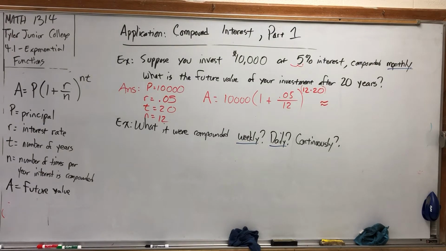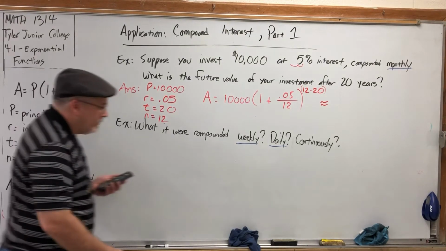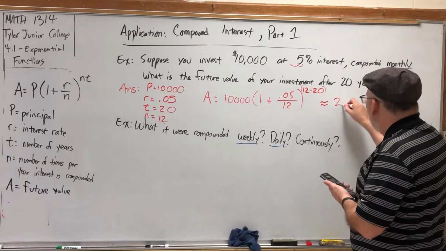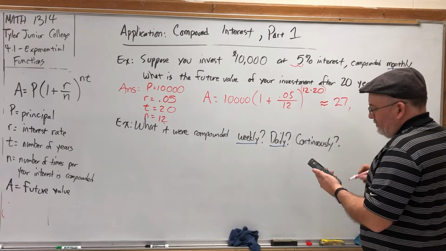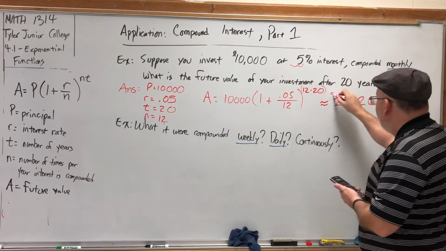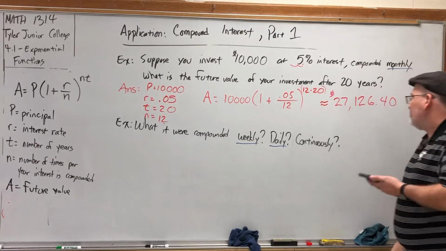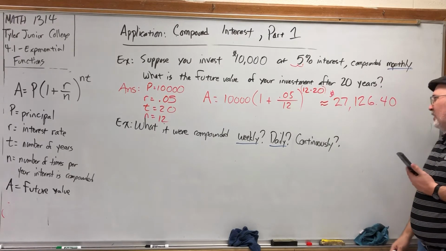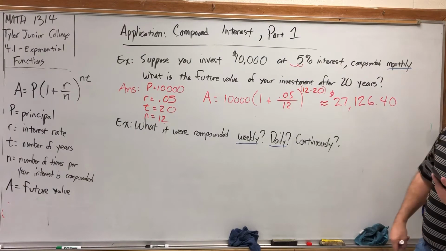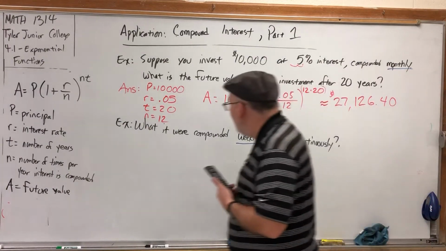That's not bad. We more than doubled our money. We had to wait 20 years for it to happen, and we needed $10,000 up front, but you gotta have money to make money, or a long time. But still, that's an extra $17,126.40 on top of what we started with for just letting the money sit there.